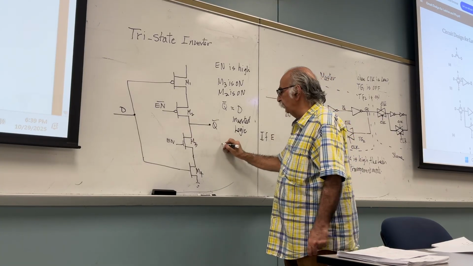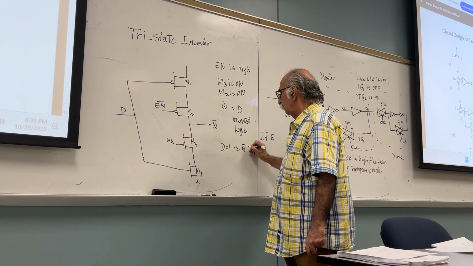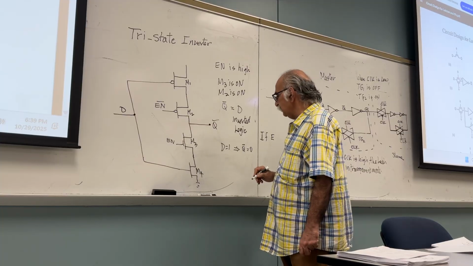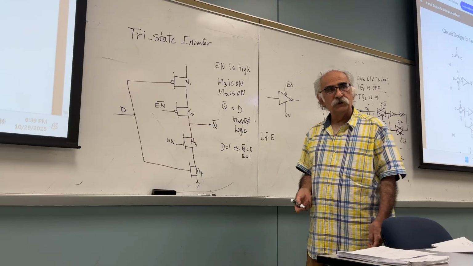So if D is 1, that means what? Q bar is 0. Yes? Which means Q is 1. Yes?